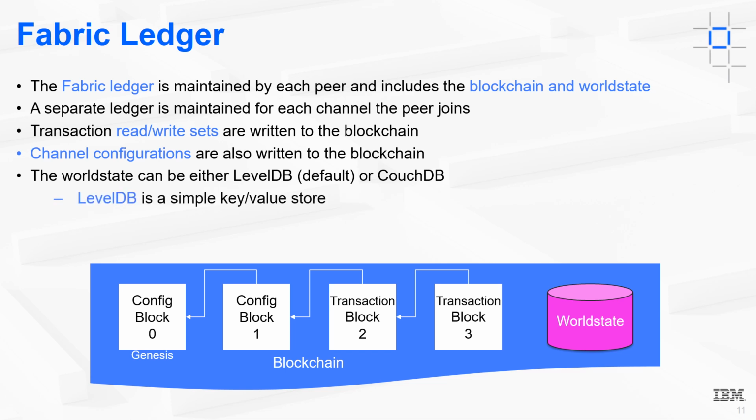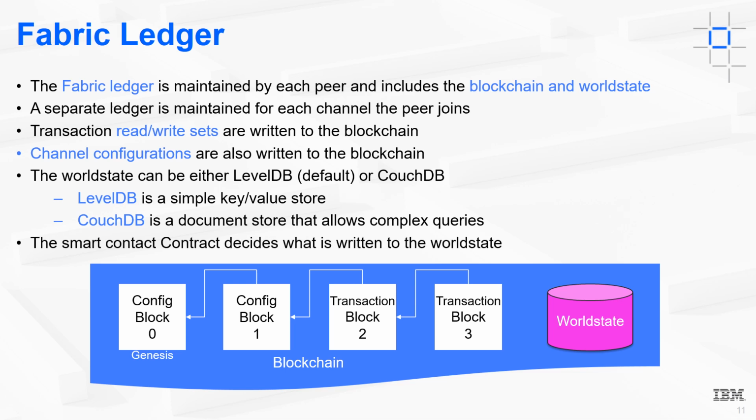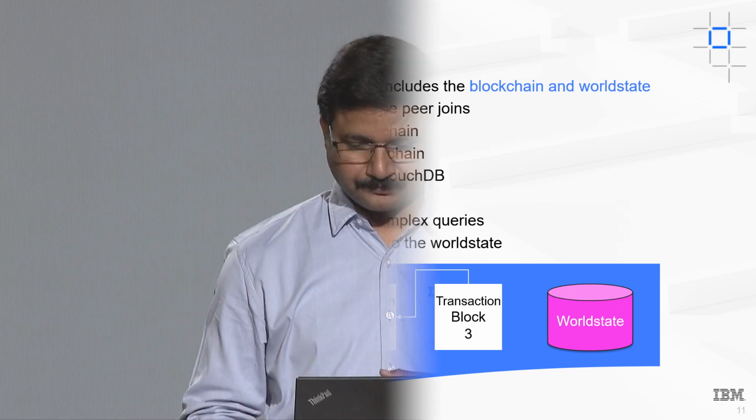If you want to have a simple key value pair store, then LevelDB is a good option. If you want to have a document store and you want to run some complex queries on that, then CouchDB is a good option, right? The smart contract decides what is basically written to the world state, right? As we already talked about, there are two things. One is the blockchain of the ledger, and the other is the world state there.